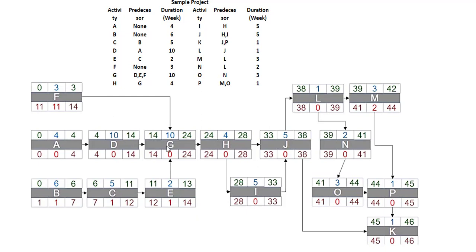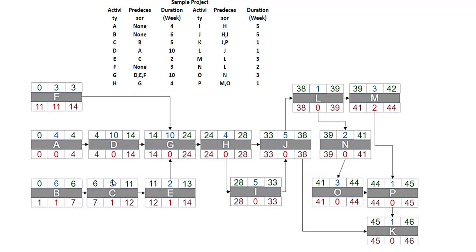Similarly, G follows activity D. So G will be started on 14th week. Simultaneously, we will also see B, C and E. As in the given table, B is predecessor of C. So C will start after B is completed. B's early finish time is 6th week. Now C will start in 6th week.